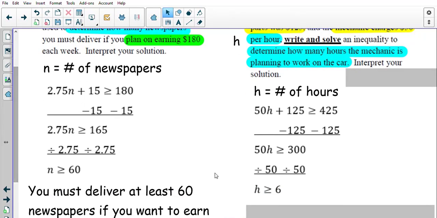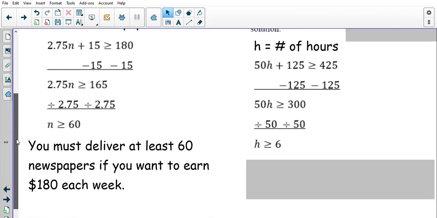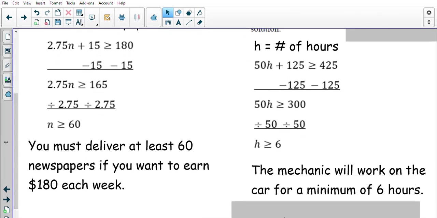So let's interpret this. h represents the number of hours, and if it's greater than or equal to 6, then we can say something similar to as follows. The mechanic will work on the car for a minimum of 6 hours or for at least 6 hours, something similar to that. They did use the phrase at least in the problem, so that might be the easiest to go with. But the mechanic will work on the car for at least or a minimum of 6 hours.